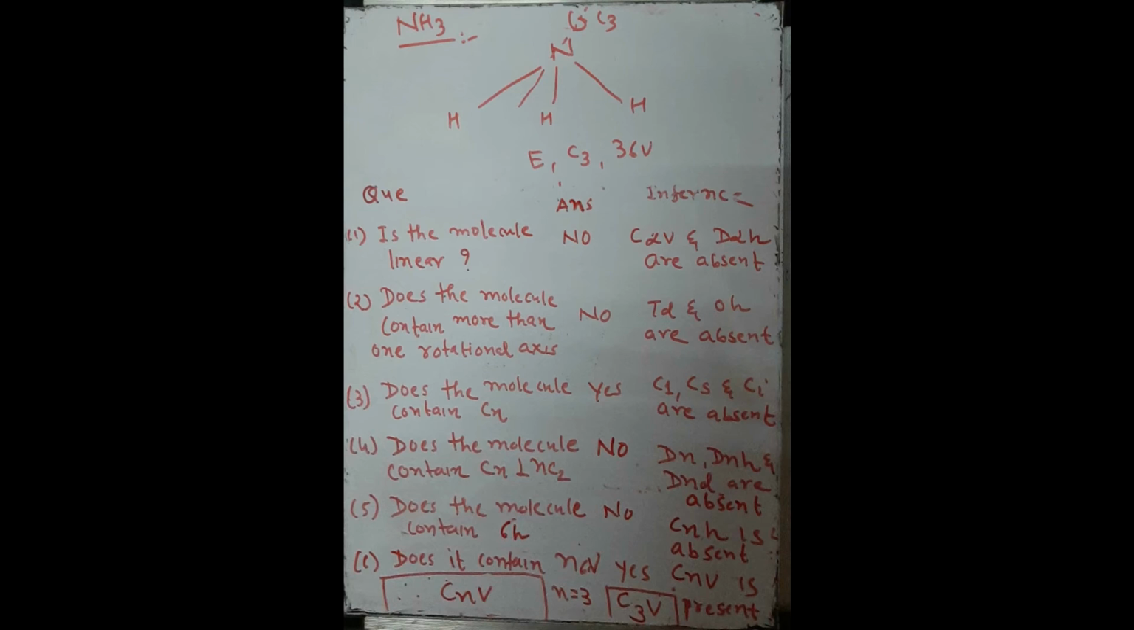CH3Cl, CHCl3, PCl3 and NF3 are examples of molecules which belong to the C3V point group. Now let us find out the point group of PF4Cl.